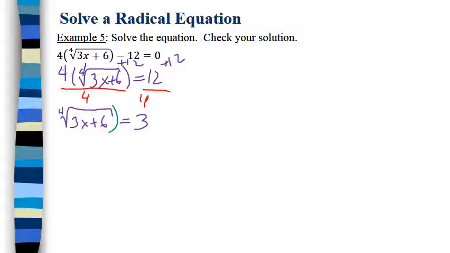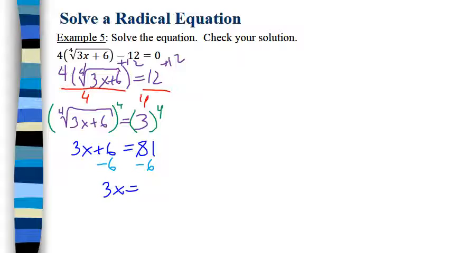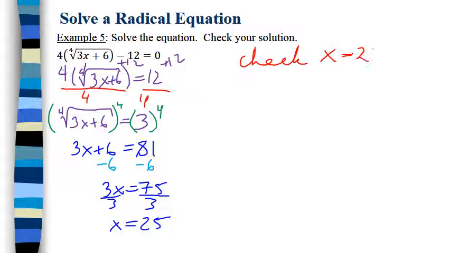And we can go ahead and raise everything to the 4th power because we know they're equal. And so now we have 3x plus 6 equals 81. And so we subtract 6 on both sides. And we get that 3x equals 75. And when we divide by 3, we get x equals 25. So we need to make sure that we check, does x actually equal 25?